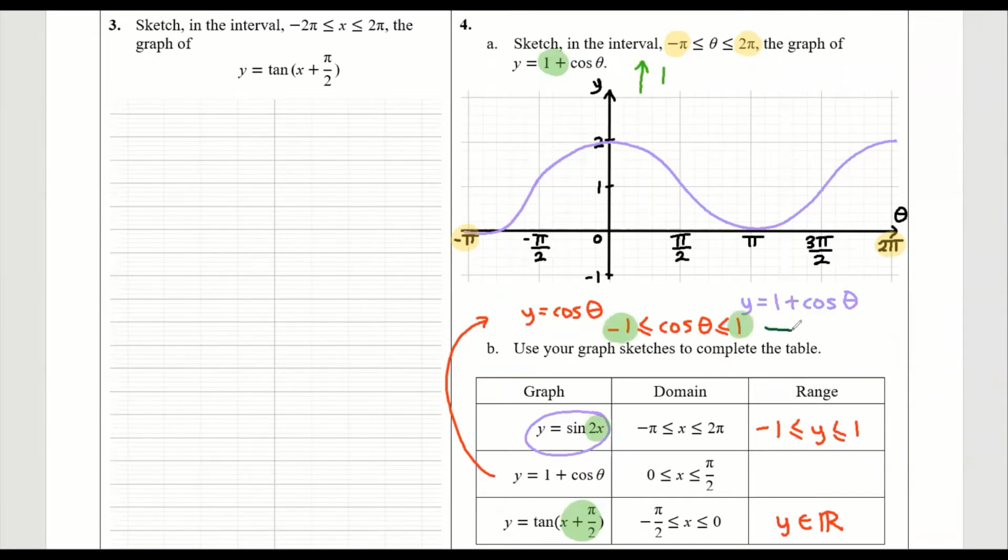So this would give us 0, add 1 to that, and then up to 2. So my range is simply going to be here anything between 0 and 2. And you can see that from the graph. We've just sketched it. It's staring at you. So it should be pretty obvious. The graph is only valid between y values of 0 and 2. Okay, and that concludes the warm-up.